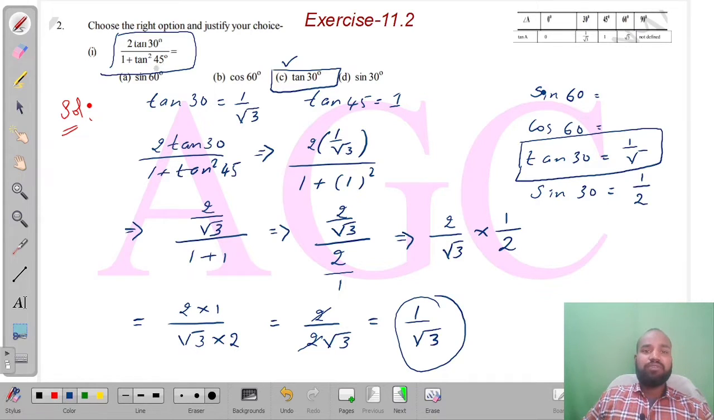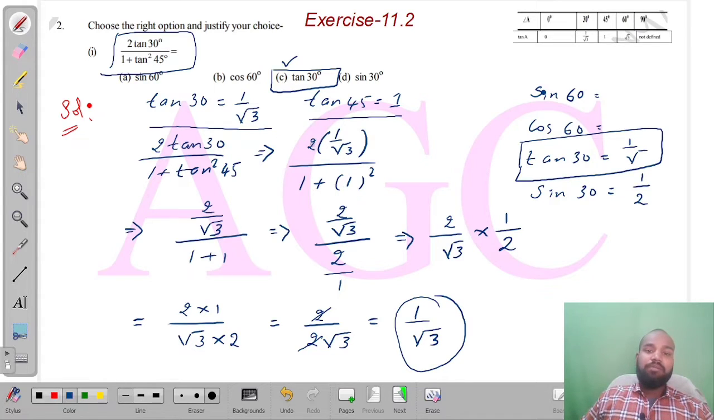That is nothing but tan 45. So tan 30 is 1 by root 3 and tan 45 is 1. So after substituting 2 into 1 by root 3 by 1 plus 1 square. Why am I writing 1 square? In the sense, tan square equals 2. Here, tan square is there, so I am writing 1 square. So tan 45 is 1, so 1 square I am writing.